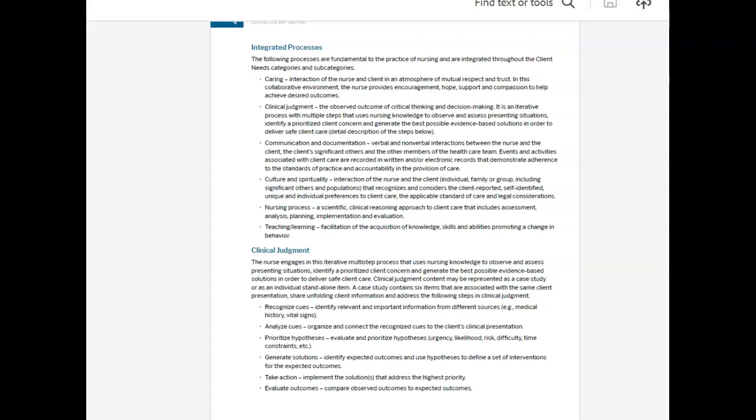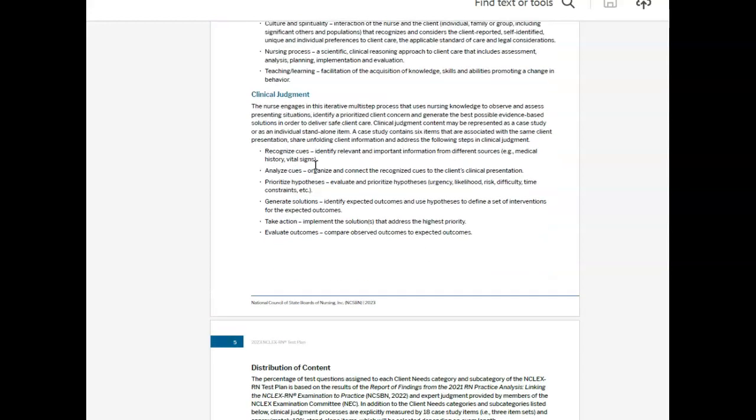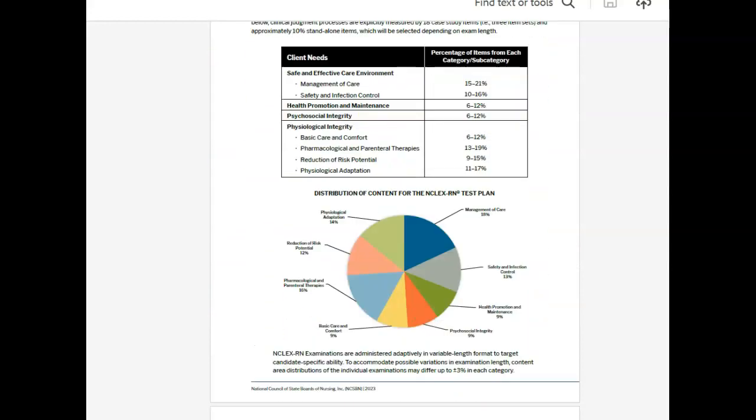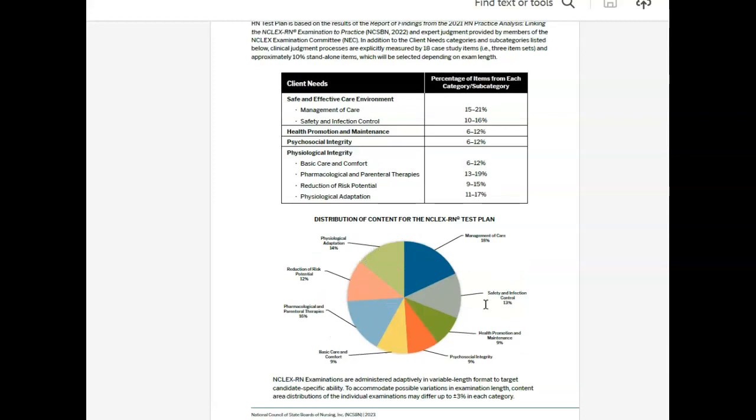In this clinical judgment process, you then have generating solutions, where you use your hypothesis to define a set of interventions for the expected outcomes. Then you take actions, implementing the ones that address the highest priority, and then you evaluate the outcomes. Were your interventions effective, or do you need to readdress your hypothesis? It goes in that order. When you have your case studies, there are 6 questions in every case study, and they will be in this order.